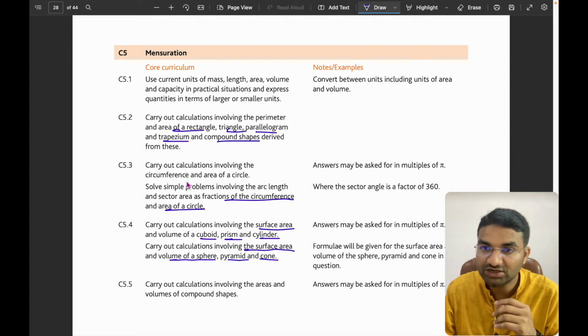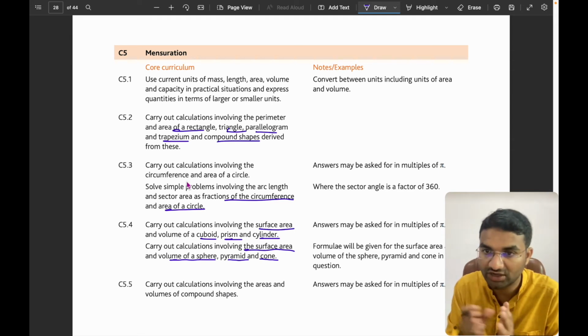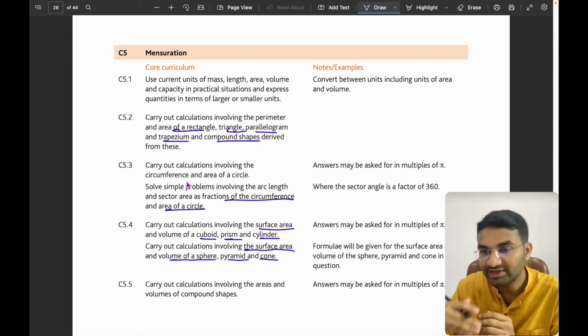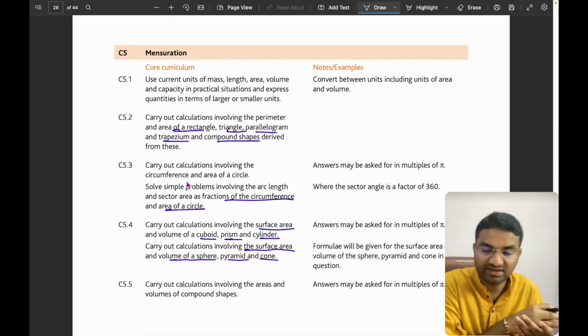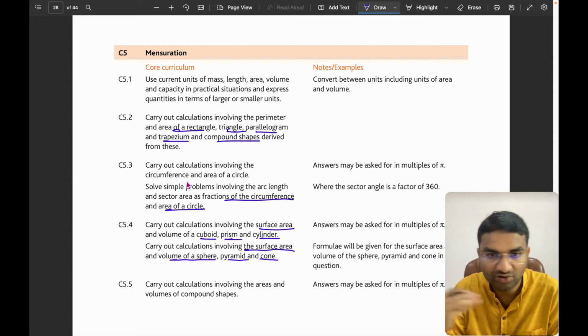So in the mensuration topic, you have a number of topics to cover basically, and the more topics you cover, the more it will help you in the exam so that you can tackle any type of question.